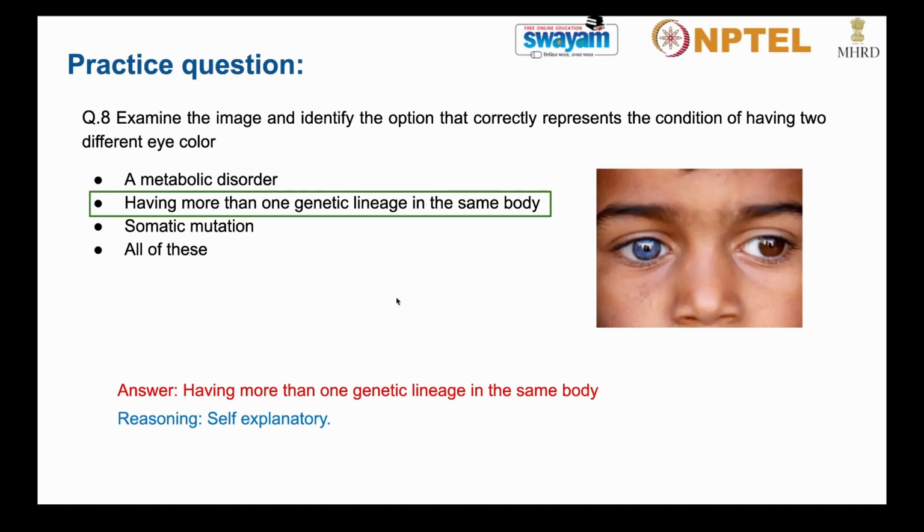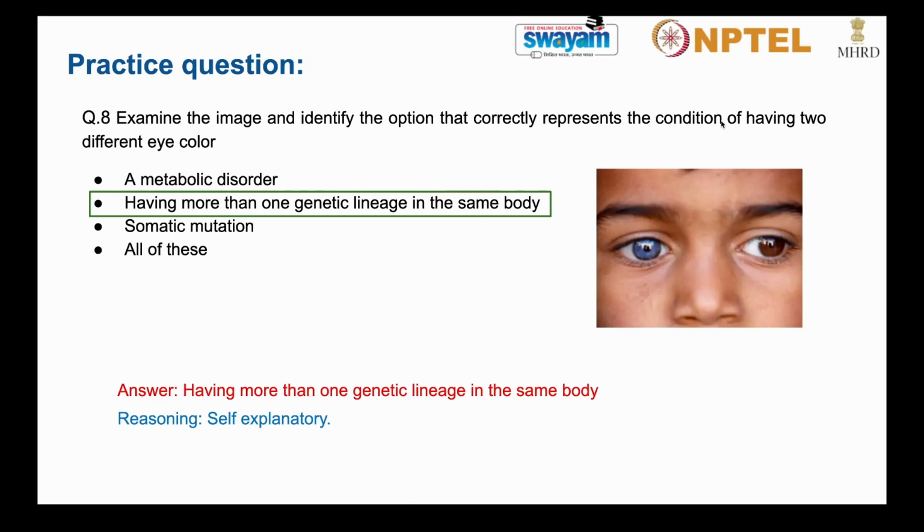So in this way, we can say that option 2 is the correct. But yeah, we cannot ignore the somatic mutation, and that glaucoma is a metabolic syndrome. So it can also be regarded as a metabolic disorder, but not clearly a metabolic disorder, it is a metabolic syndrome. So in this way, its correct answer is still a confusion. You can say it is all of these. But as per the question, if you have to select any one of the options, then it would be option 2, which correctly represents this condition.